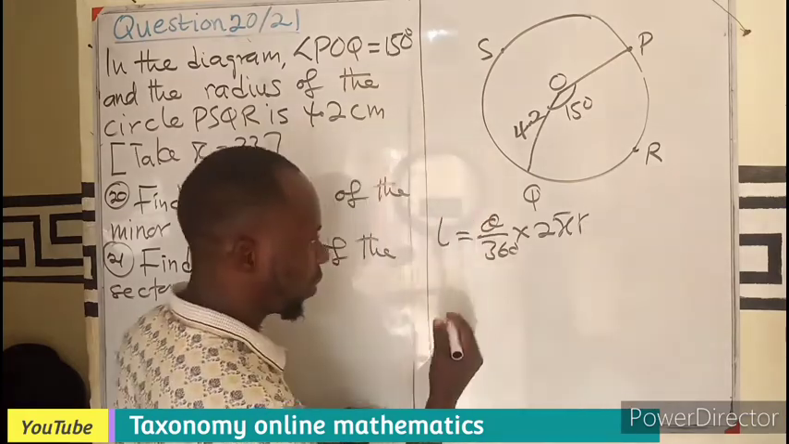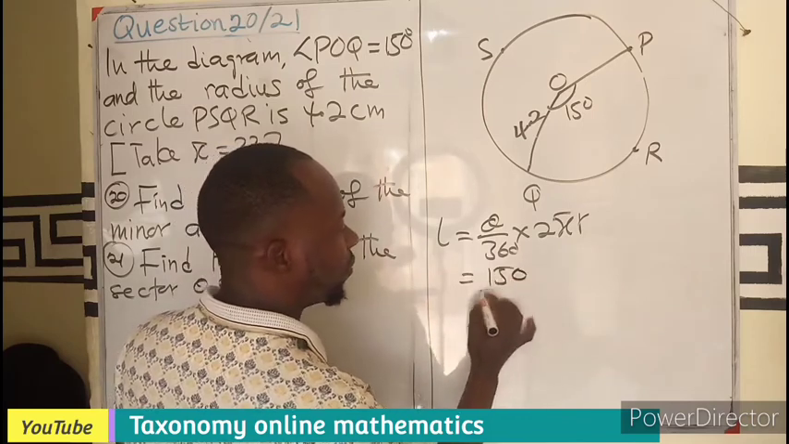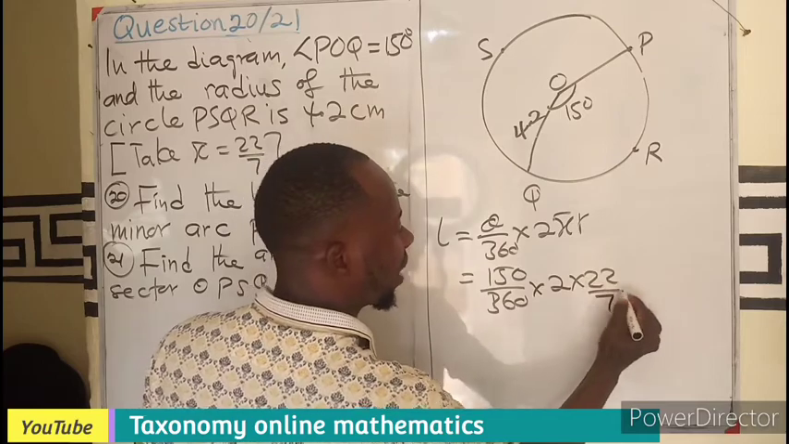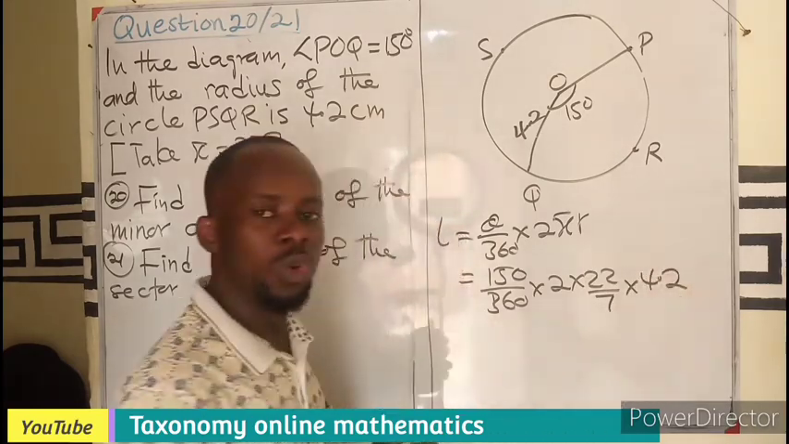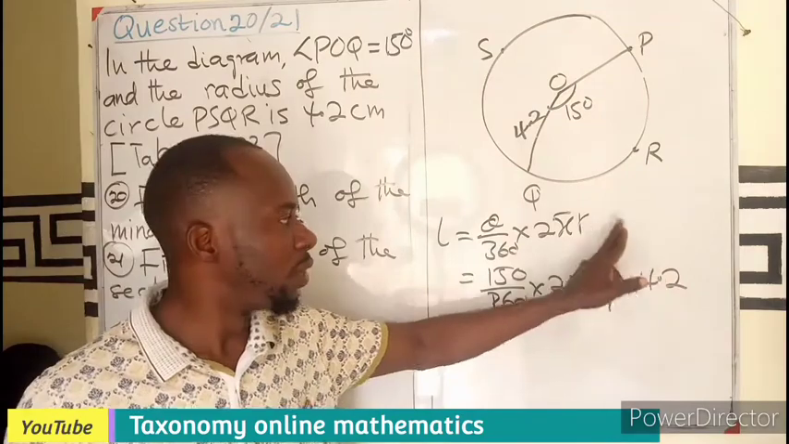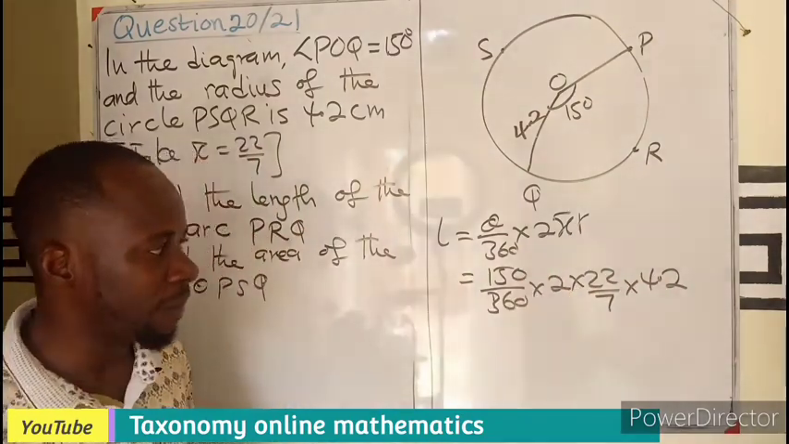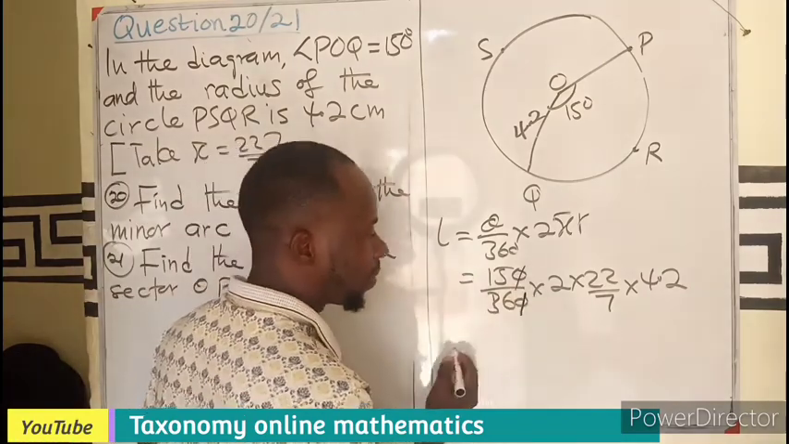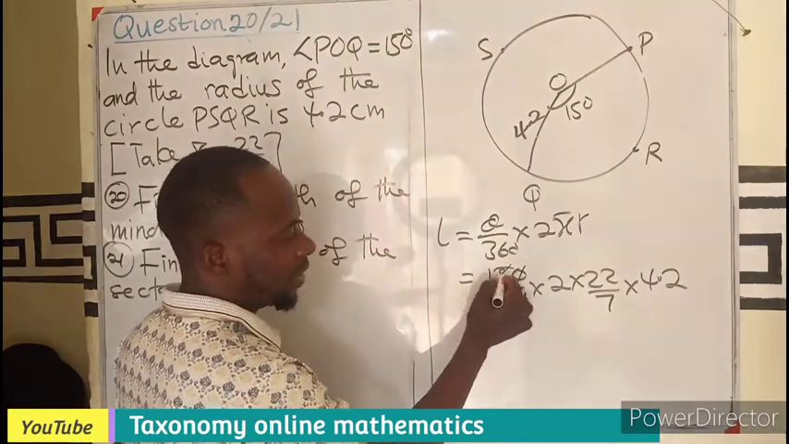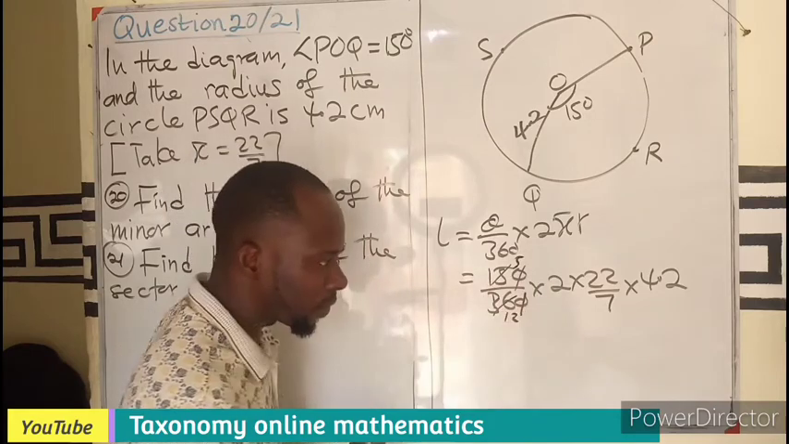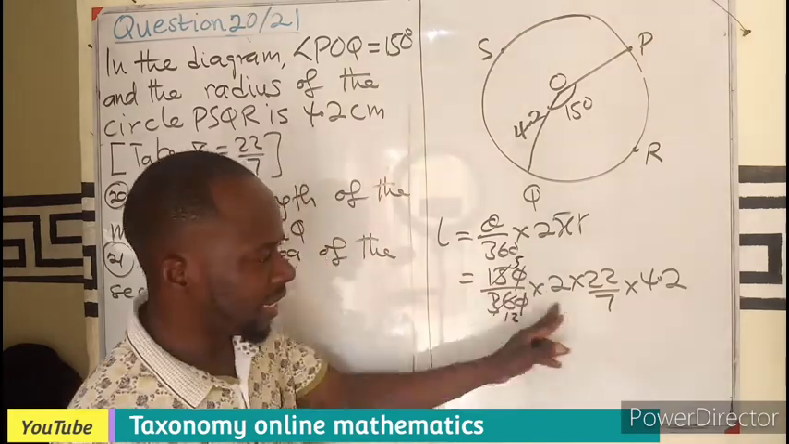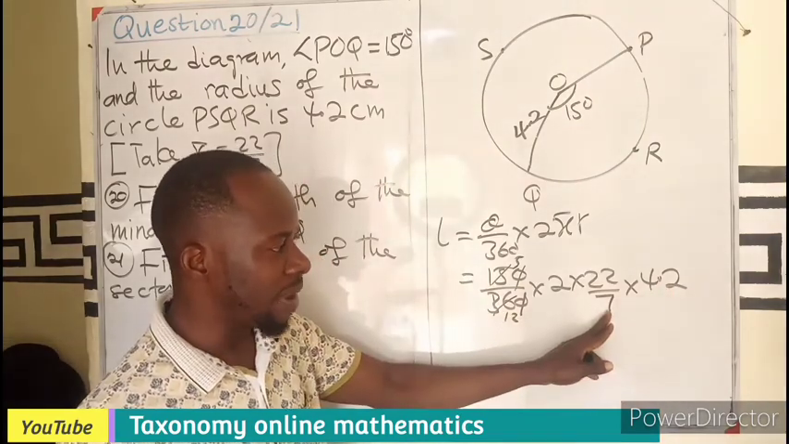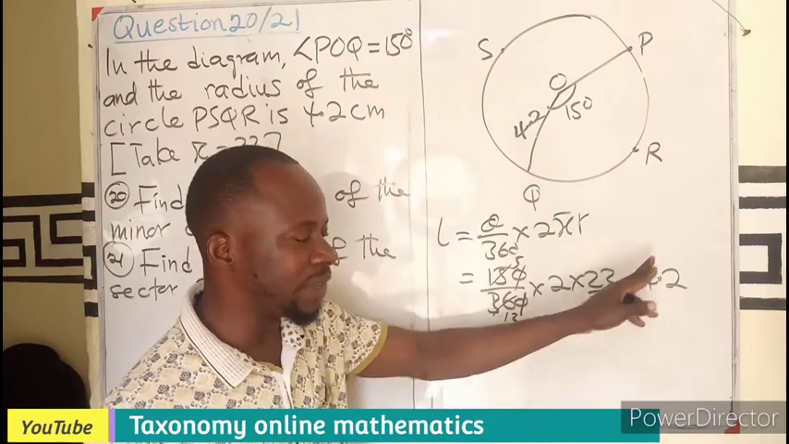So I still have to take my 150, 360, 2 pi, which is 22 on 7, then 4.2 centimeter as the radius. Pi, 2 is a constant there. So with your calculator, you can get an answer. So this will cancel. I'll have 3 here, 5, 3 here, 12. 5, 2, 10. 10 times this will be 42. So 42 divided by 7 will be 6.